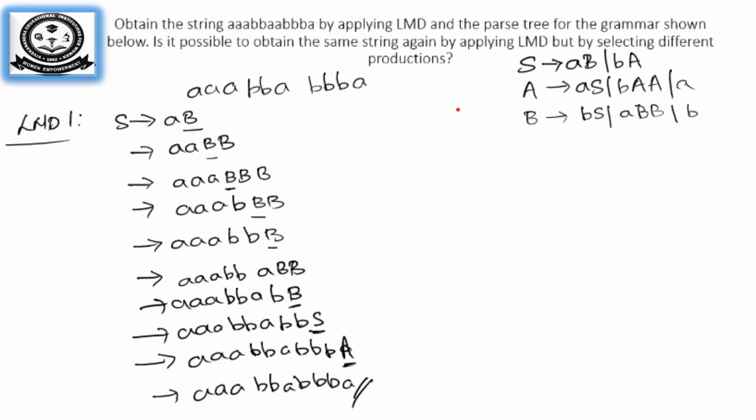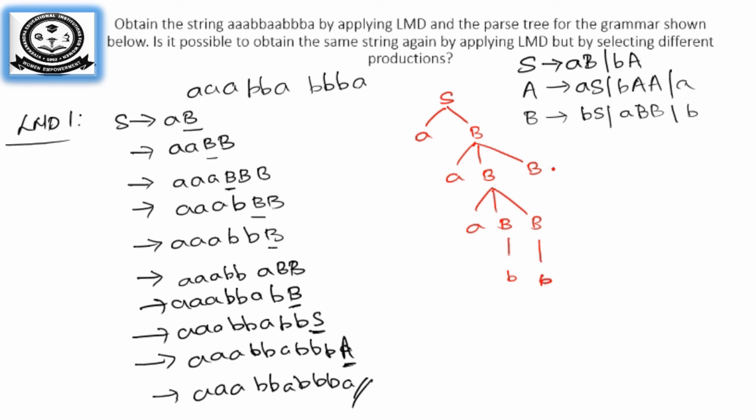So we'll start with S. S is giving A and B. Then this B is giving again A and B and B. Okay, so this B again I am giving as A, B and B, and for this B I have given B, and for this I have given B.